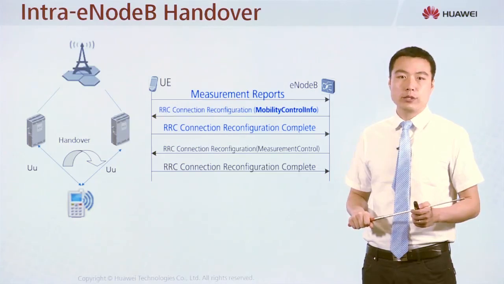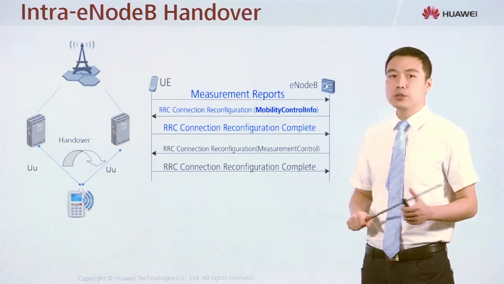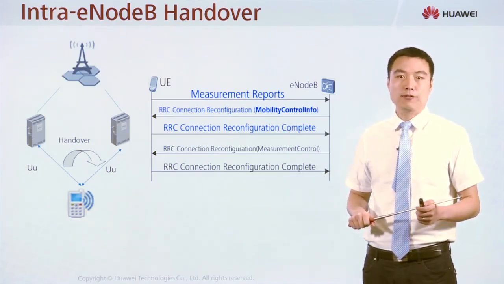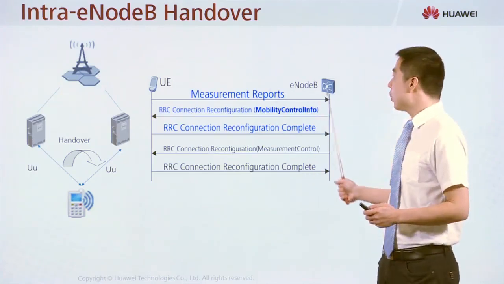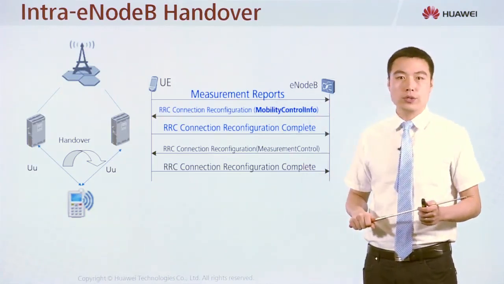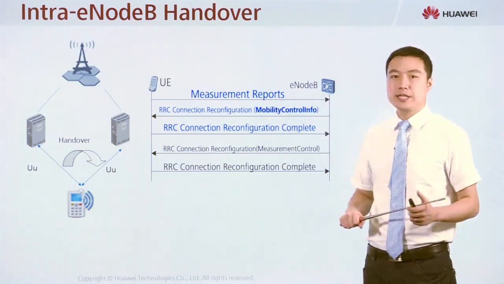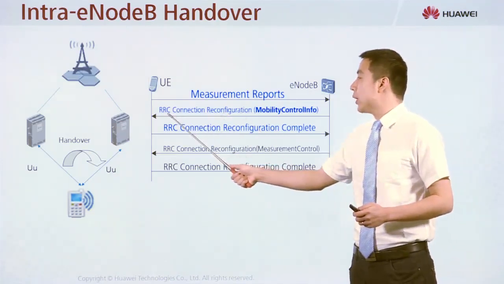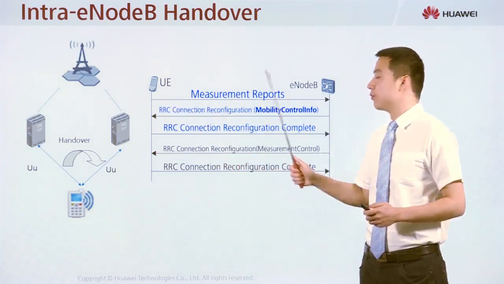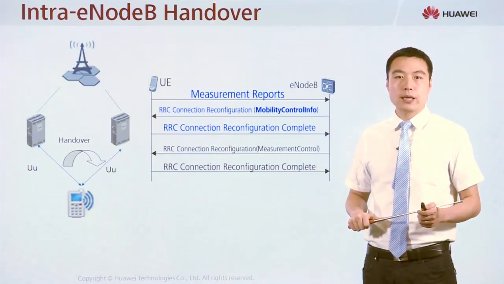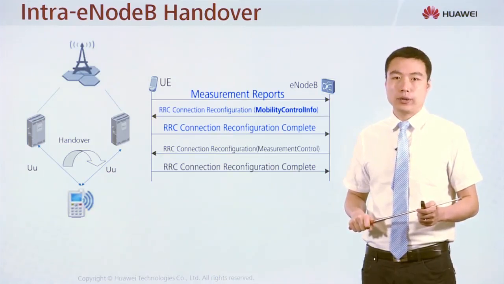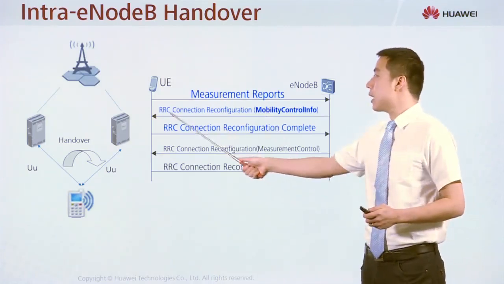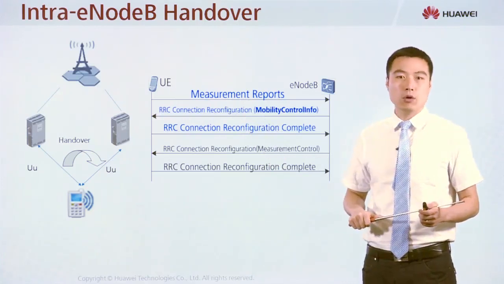The RRC connection reconfiguration message is also used in some other scenarios. For example, if the UE wants to set up a default bearer or dedicated bearer, the eNodeB will allocate the radio resource for the UE, and the eNodeB will also set up the SRB2 and the DRB. In that way, the eNodeB also sends the RRC connection reconfiguration. But that RRC connection reconfiguration is for radio resource allocation for the SRB and DRB setup. Here, this RRC connection reconfiguration is used as the handover command.